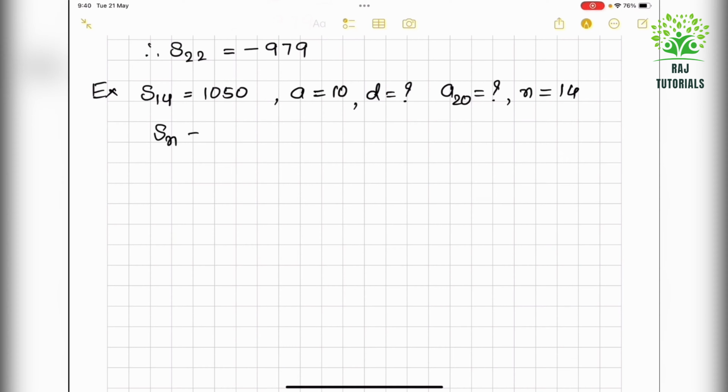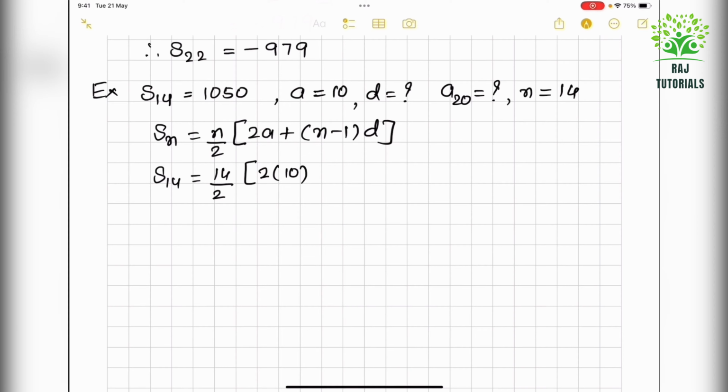So, can I say Sn equal to n by 2 into [2a plus (n minus 1)d]. So, S14, so here I will write 14. So, 14 upon 2 into [2 into 10 plus, total 14 terms are there, so (14 minus 1) into d]. Now, d I don't know. So, this will be 7. S14 is 1050. So, 1050.